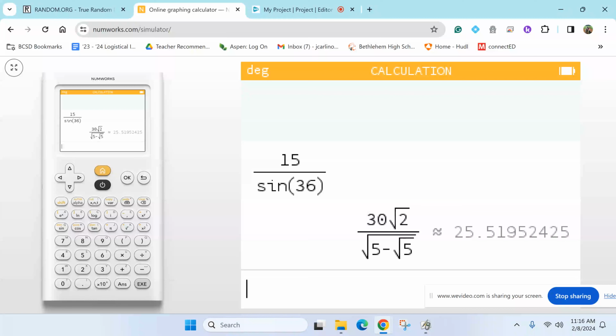All right, look at that too, huh? 30 radical 2 over the square root of 5 minus, wow. Anyway, we don't care. I just want the decimal because we're going to round that. 25.6 for that side length.